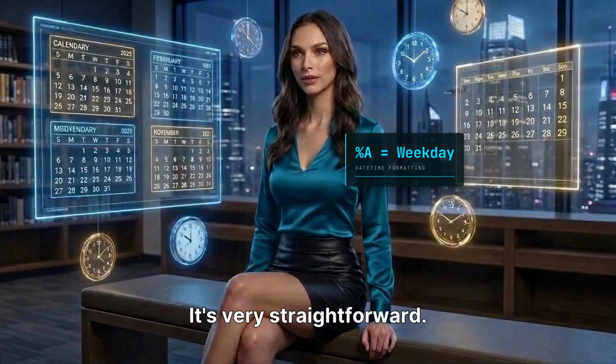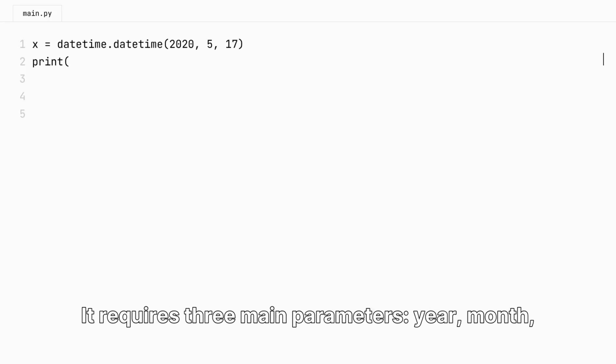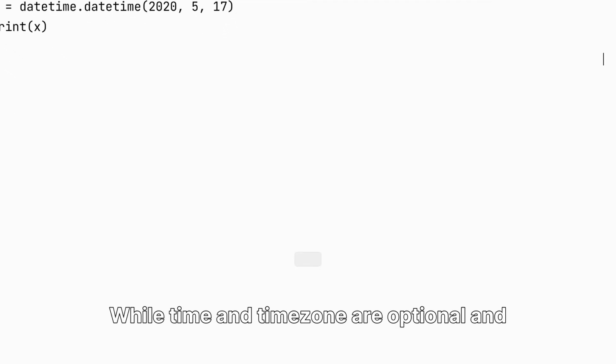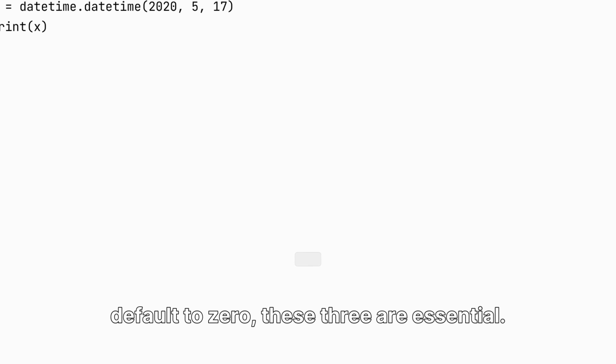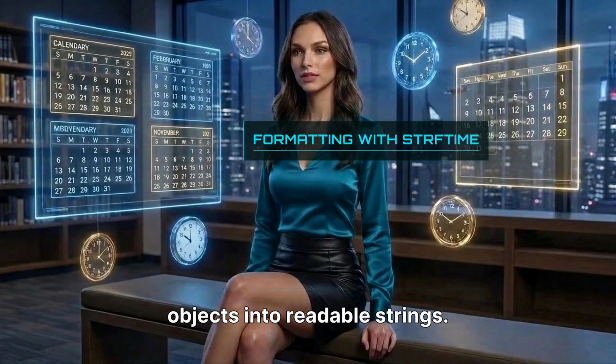It's very straightforward. To create a specific date, we use the datetime class constructor. It requires 3 main parameters: year, month, and day. While time and time zone are optional and default to 0, these 3 are essential. Formatting is where it gets really fun. Let's see how we can turn these objects into readable strings.